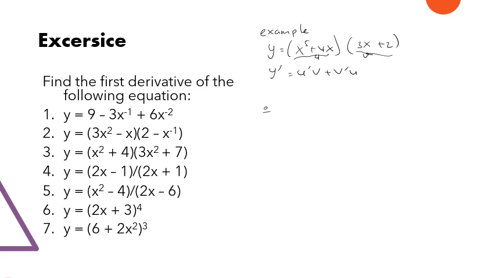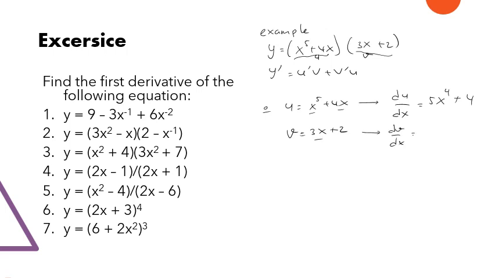Now u is x^5 plus 4x and v is 3x plus 2. So the du/dx here is, okay, x power 5 is 5x^4, plus 4x will be 4, and here is dv/dx.